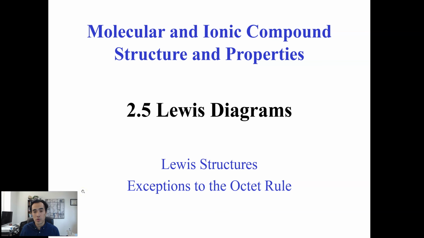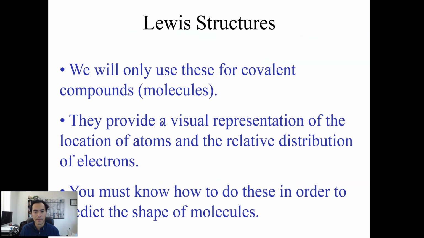Hello, today we're going to talk about 2.5 Lewis diagrams, Lewis dot structures, and some exceptions to the octet rule. So Lewis dot structures are really critical for visualizing molecules in covalent structures because they show how these electrons are going to be positioned.